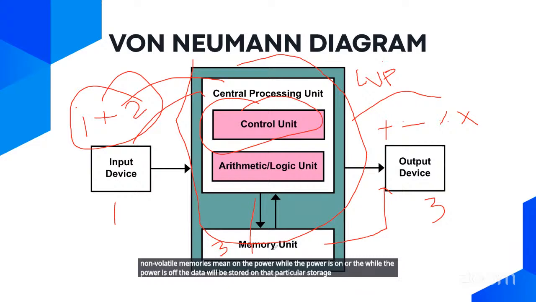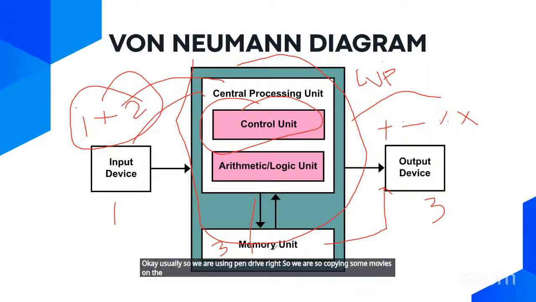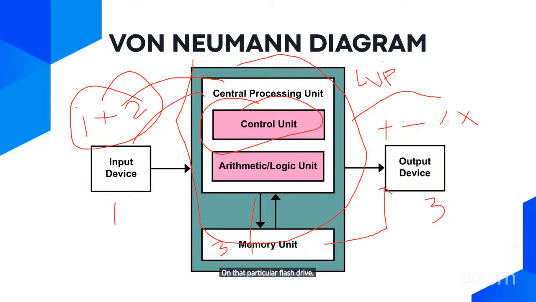Usually we are using a pen drive, right? So we copy some movies onto the pen drive. After we eject the pen drive, the movie needs to remain stored on that particular flash drive. So it is called non-volatile memory.